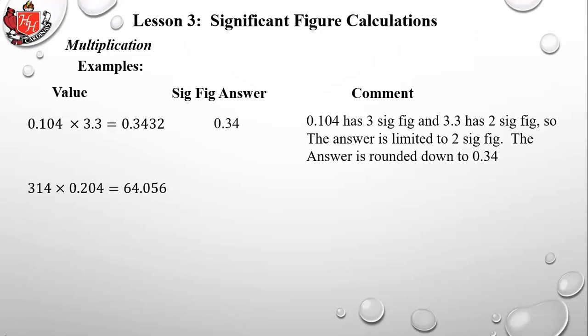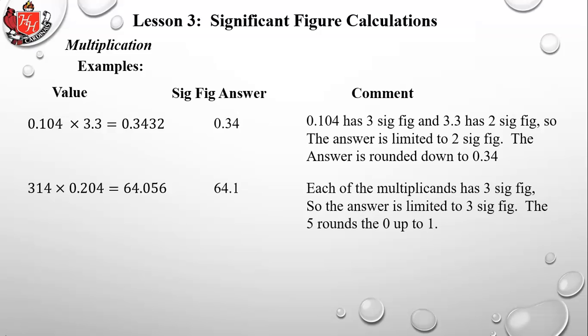How about this? Think about it. Come up with an answer. 64.1. Each of the multiplicands has 3 sig fig, so the answer is limited to 3 sig fig. The 5 in the final answer rounds the 0 up to a 1. So it's 64.1.